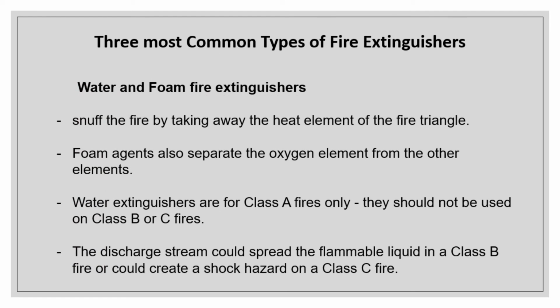So there are three most common types of fire extinguishers. First, we have the water and foam fire extinguishers. It snuffs the fire by taking away the heat element of the fire triangle. Foam agents also separate the oxygen element from the other elements. Water extinguishers are for Class A fires only. They should not be used on Class B or Class C fires. The discharge stream could spread the flammable liquid in a Class B fire or could create a shock hazard on a Class C fire.